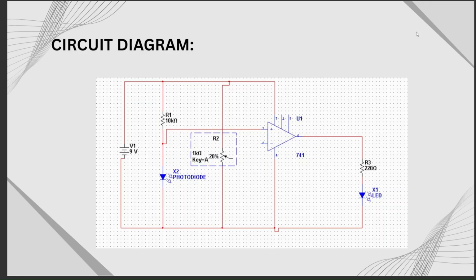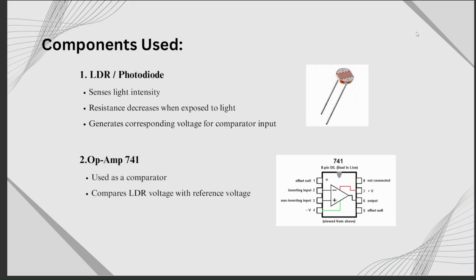on or off. The components used in our project are very simple. The first component is LDR. It senses the light intensity and its resistance changes accordingly. Other than LDR, we have used OPAMP 741, which is used as a comparator, a potentiometer to set reference voltage, and other minor components are LED, resistor, and power supply. These components together form a very reliable light activated automatic switch.